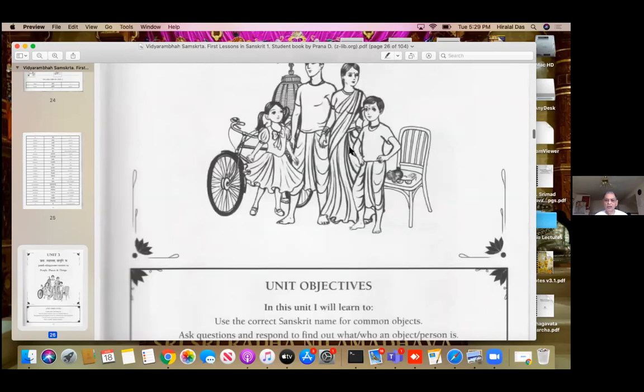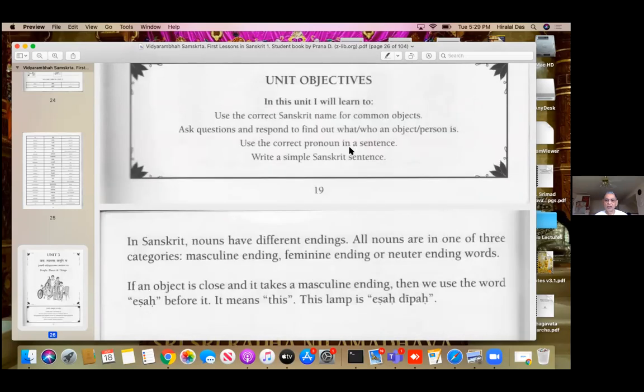Prabhuji, what is man in Sanskrit? Man in Sanskrit? Oh, man in Sanskrit is manushyaha. Manushyaha. And woman is mahila.